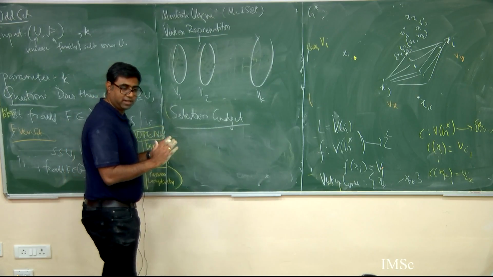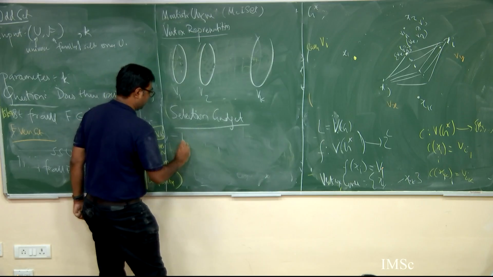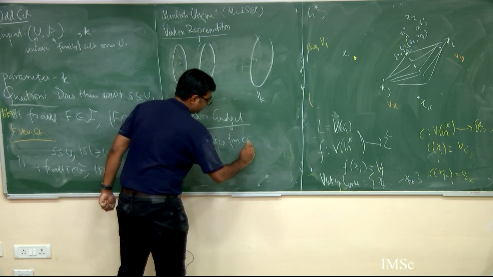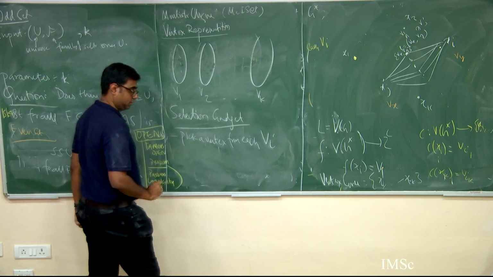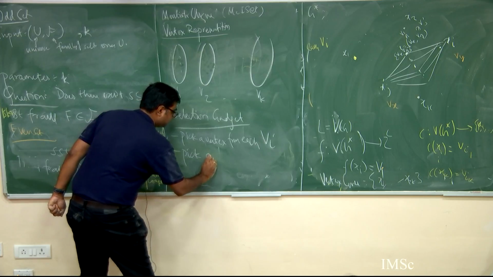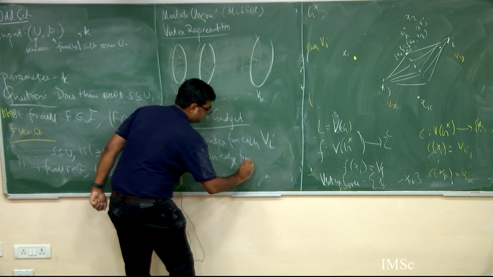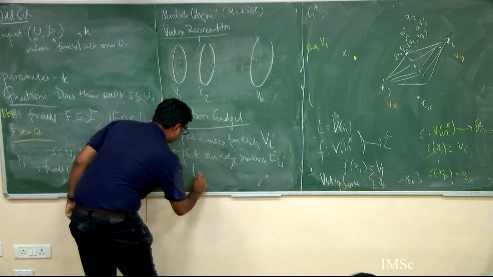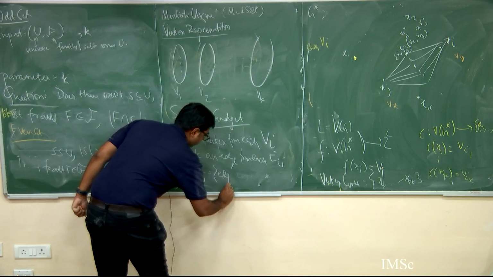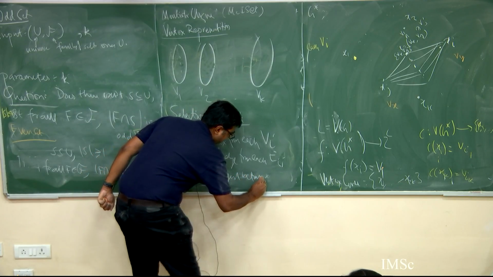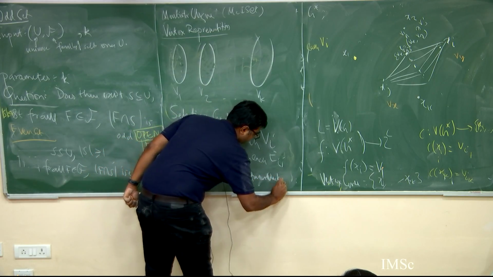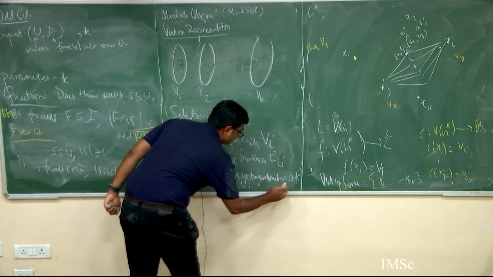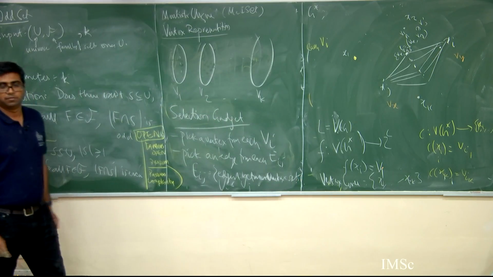So there will be a selection gadget, meaning pick a vertex from each Vi, and pick an edge from each Eij. What is Eij? It is the set of edges between vertex sets Vi and Vj. This is what Eij will mean.